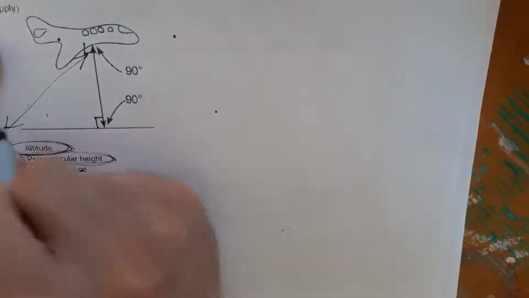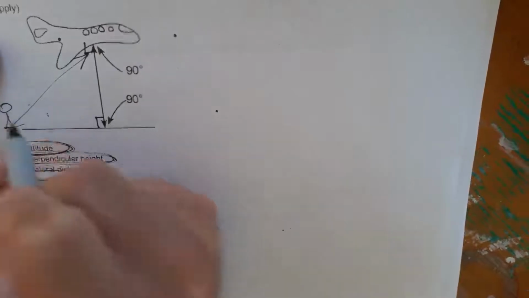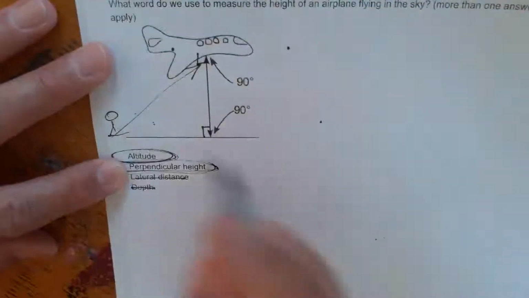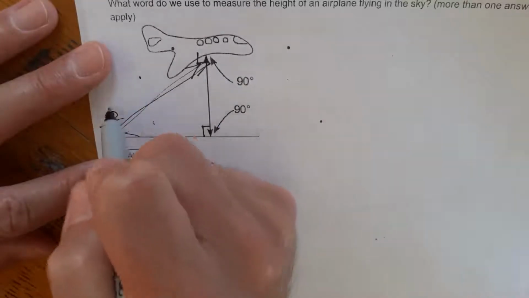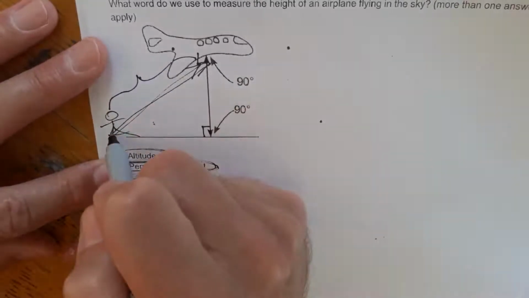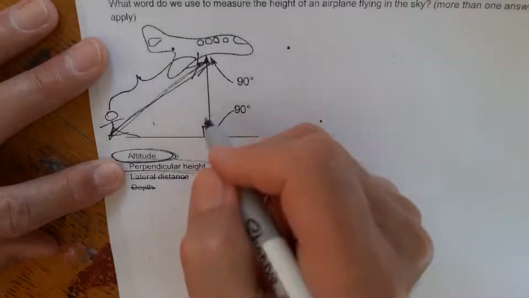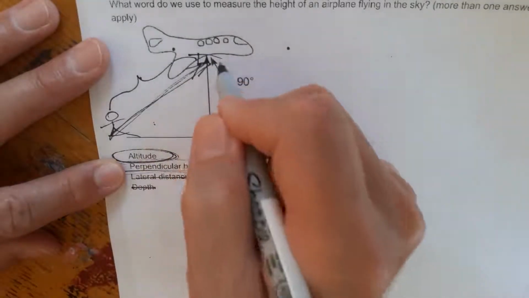If you measured this at an angle, it wouldn't tell you the height. It would tell you your distance from the thing. So say you're standing here, and you're looking up at this airplane far away, and you measured this distance, right? This is not the height of the airplane. This is how far it is away from you. You would want to know how high it is to the ground here. That's what the perpendicular height is.